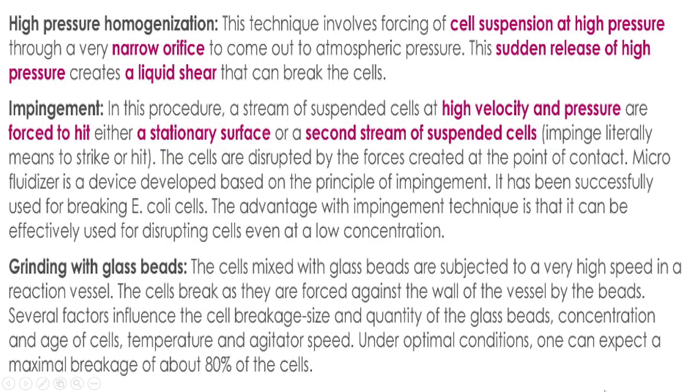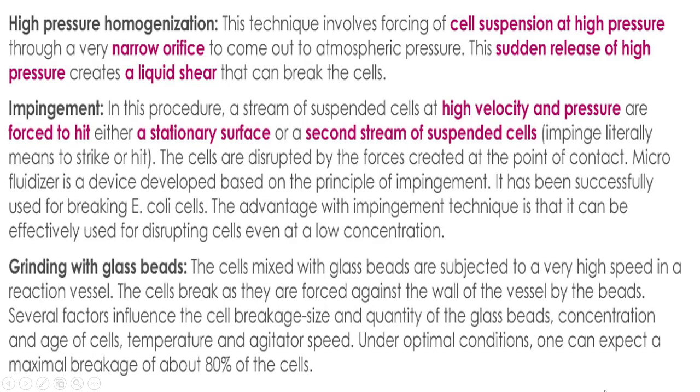Then high pressure homogenization is there. In this technique, you release the liquid suspension from a tank through a very small opening or orifice. So when the liquid is coming out, there is a sudden change in pressure. The sudden release of high pressure creates a break in the cell.